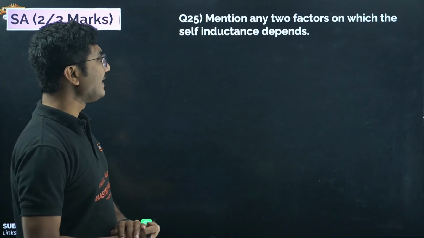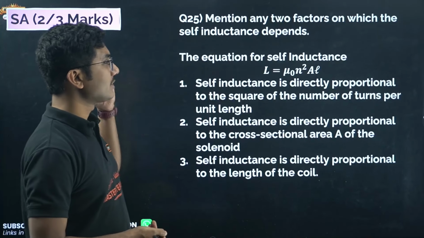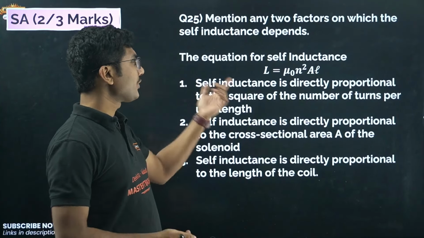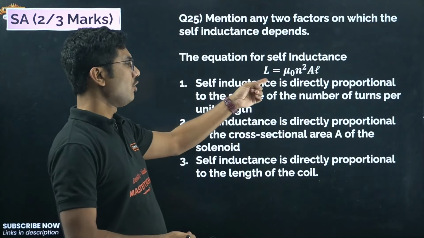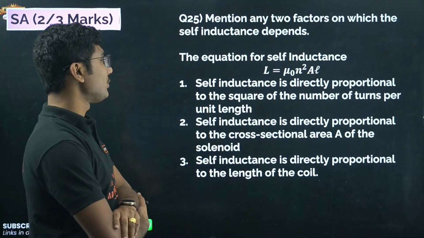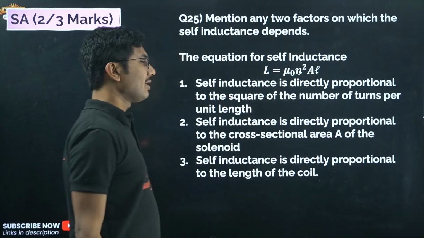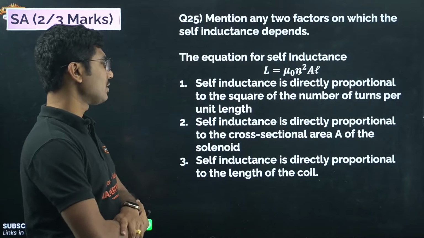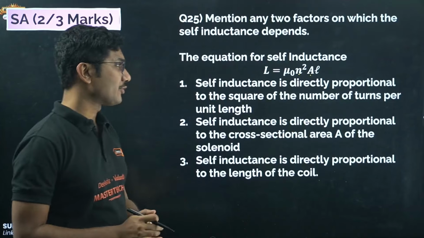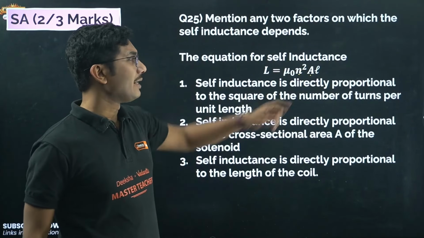Next, mention any two factors on which the self-inductance depends. This is a new type of question, it might come in your pre-board, so be prepared. The equation of self-inductance is given by L equals mu naught n square A into l. Self-inductance is directly proportional to the square of the number of turns per unit length. It is directly proportional to the cross-sectional area A of the solenoid. It is also directly proportional to the total length l of the coil.